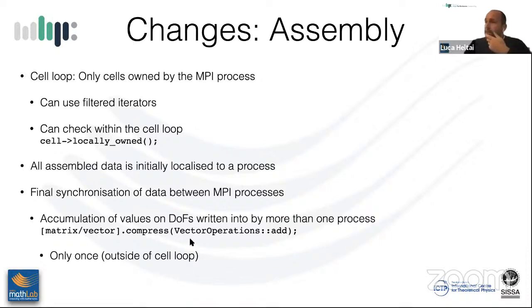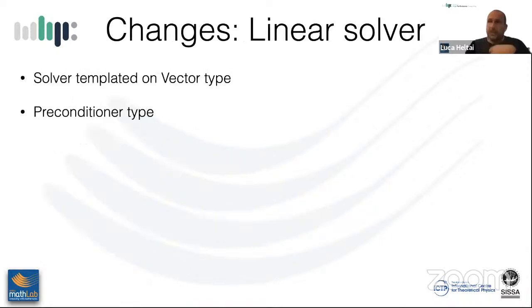and I will collect from all the processes exactly what needs to be communicated to me. So this accumulation of values is done only once, and this is exactly what we need to change. Then we need to change the type of solvers, because it's templated on the vector type, so it's not really very complicated. You just need to specify that you want to use a certain type of solvers.